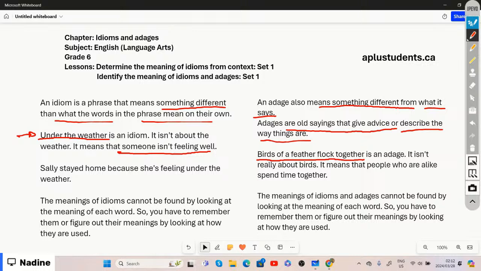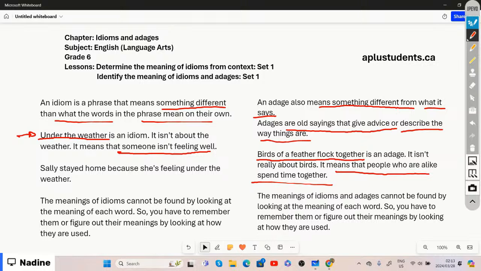It does not mean it's to do with birds or feathers or flocks, right? So it's nothing to do with birds. It's nothing to do with their feathers, even, right? So birds of a feather flock together. It means that people who are alike, they spend time together, right? And this can either mean in a negative way or in a positive way, right?